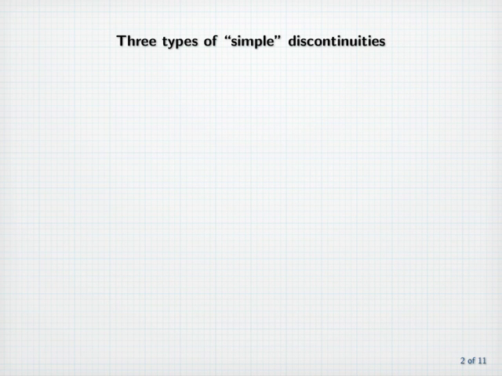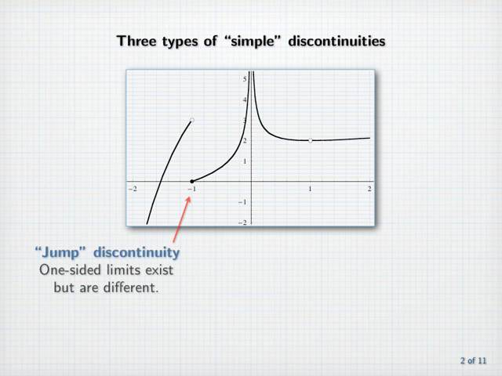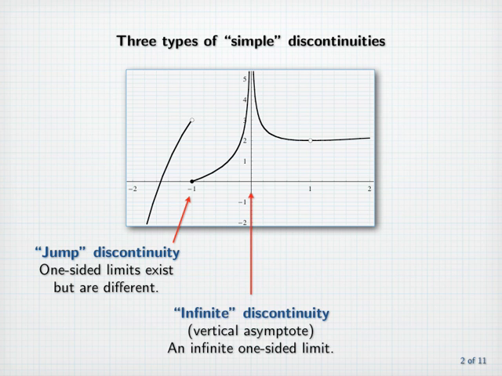There are three types of simple discontinuities. The function shown here exhibits each of these three types. This function has a jump discontinuity at -1. There, each of the one-sided limits exists, but the limit does not exist because the one-sided limits are different. The function has an infinite discontinuity at x equals 0. Infinite discontinuities are associated with vertical asymptotes, which occur when at least one of the one-sided limits is plus or minus infinity.